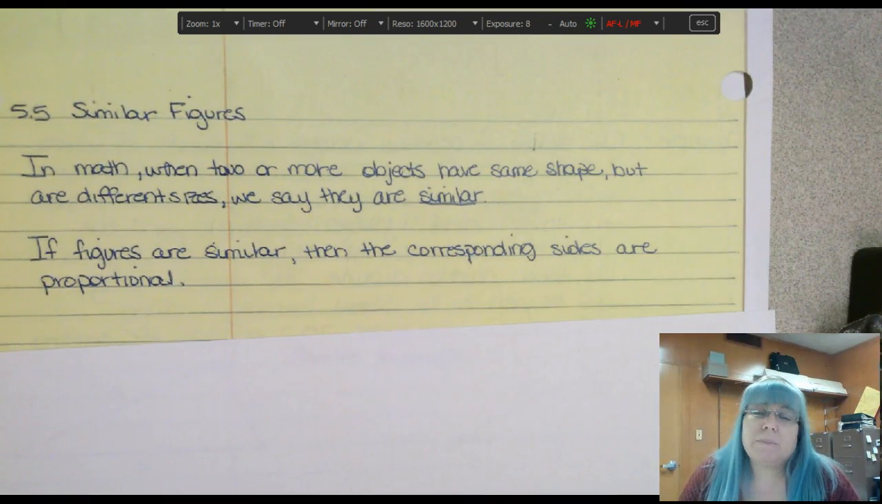In math, here's what we mean about similar figures. When two objects, like two triangles, two squares, two rectangles, have the same shape, that's the most important part, same shape, but they are different sizes, we say that they are similar. And if figures are similar, then the corresponding sides will be proportional.